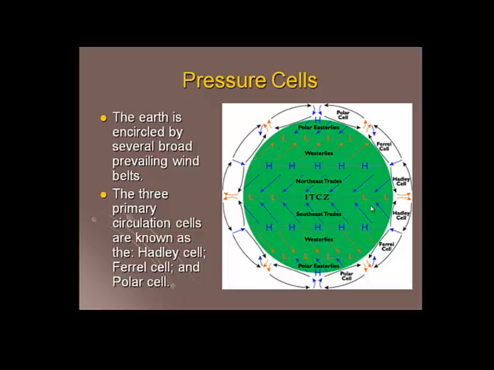Pressure cells. The Earth is encircled by several broad prevailing wind belts. The three primary circulation cells are known as the Hadley cell, the Ferrel cell, and the polar cell, and they're characterized based on the direction of the wind circulation.